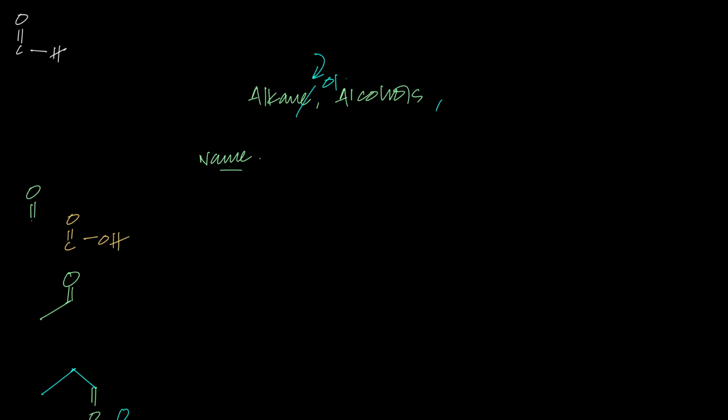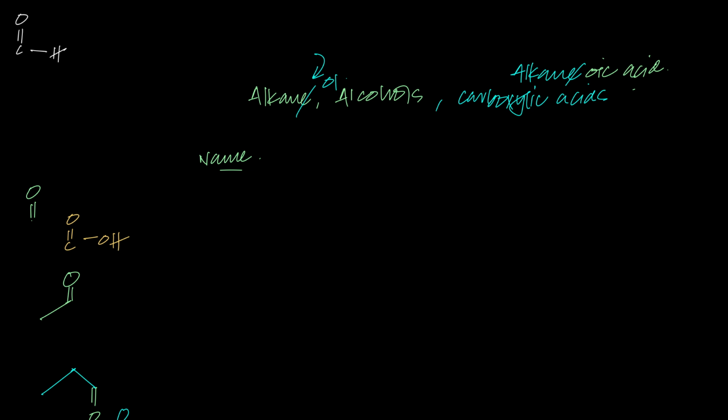Just like that, when we were studying carboxylic acids, how did we name them? We took alkanes as the reference point, removed the E, added the OIC, and added acid. So it was alkanoic acid effectively. If you had methane, it would be methanoic acid, ethane, ethanoic acid, and so on and so forth. So how do you name aldehydes then?